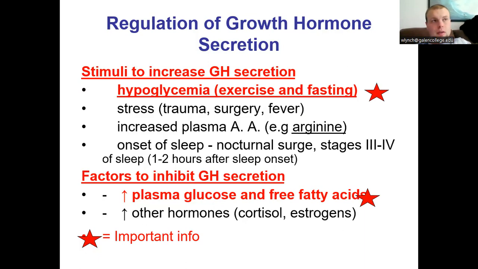Inhibiting GH secretion, if we're in the fed state, so we have an increase in glucose and free fatty acids in the plasma, this will inhibit growth hormone secretion. And other hormones, especially steroid hormones and stress hormones like cortisol, this is going to be another factor that's going to inhibit GH.